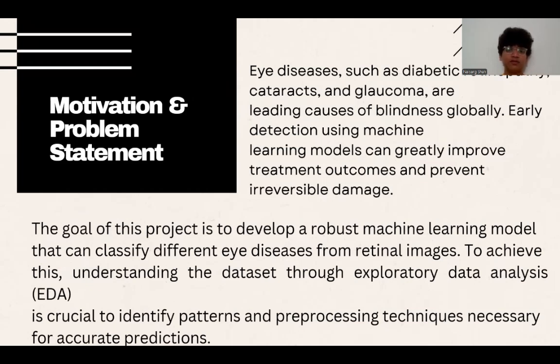blindness worldwide. Unfortunately, these conditions often progress silently until vision is permanently damaged. This makes early detection absolutely crucial. Our project aims to tackle this by developing a robust deep learning model that can classify these diseases from retinal images, ultimately supporting faster, more accurate diagnosis.